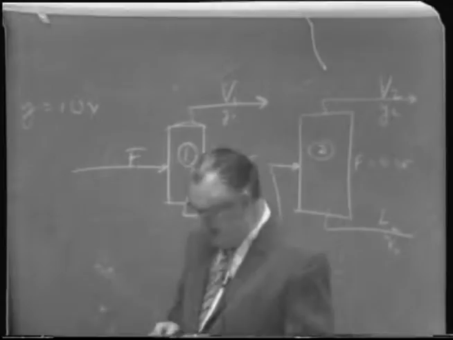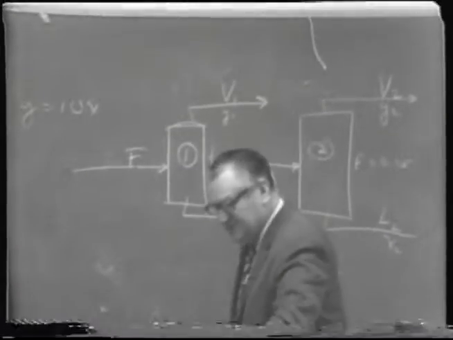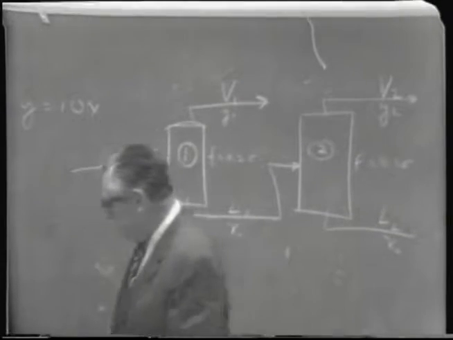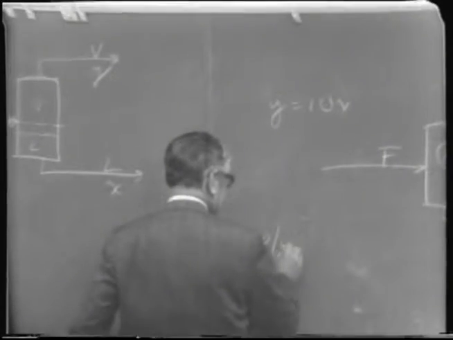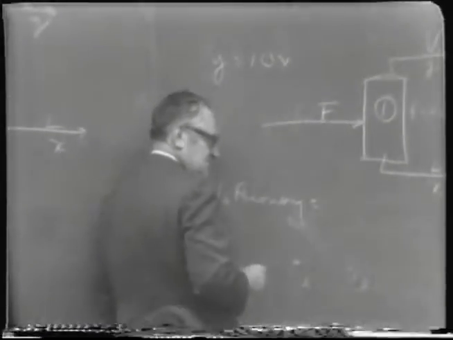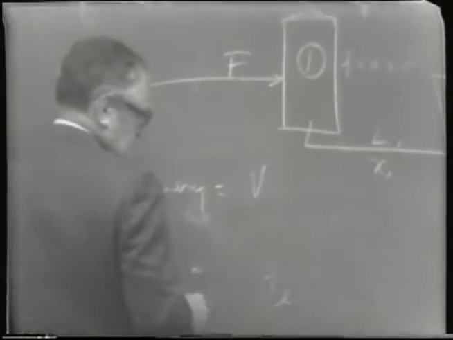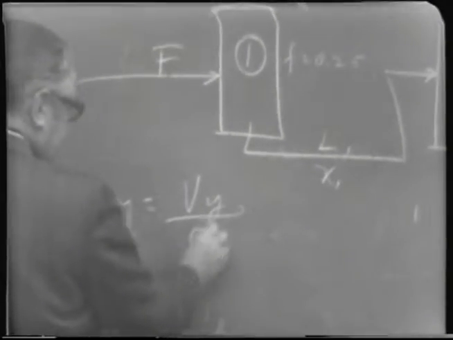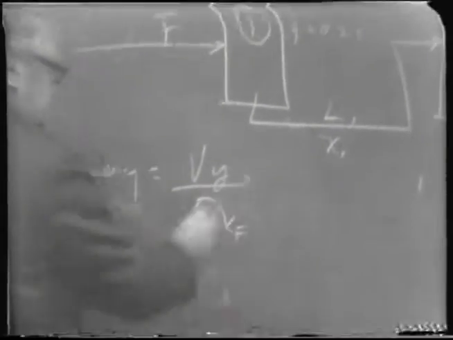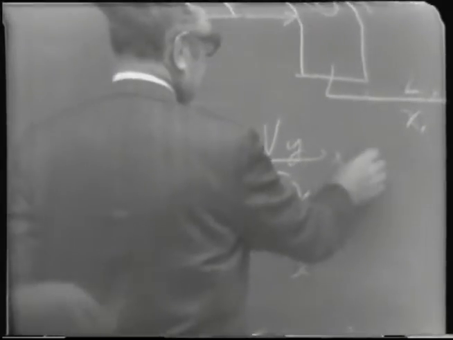Well, for problem 3, I might give you another hint: you have to introduce a third relationship, which I've already given, that the percent recovery in any particular stage would be equal to vapor times its concentration divided by the feed times its concentration. Percent recovery, or of course times 100 if you want percent.